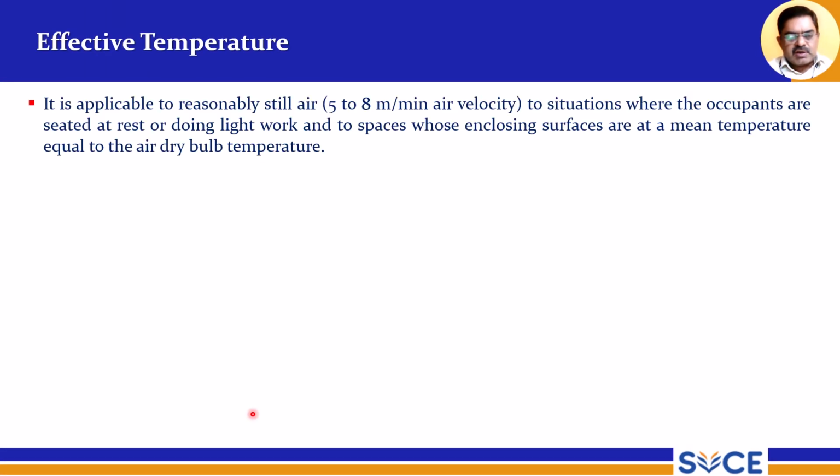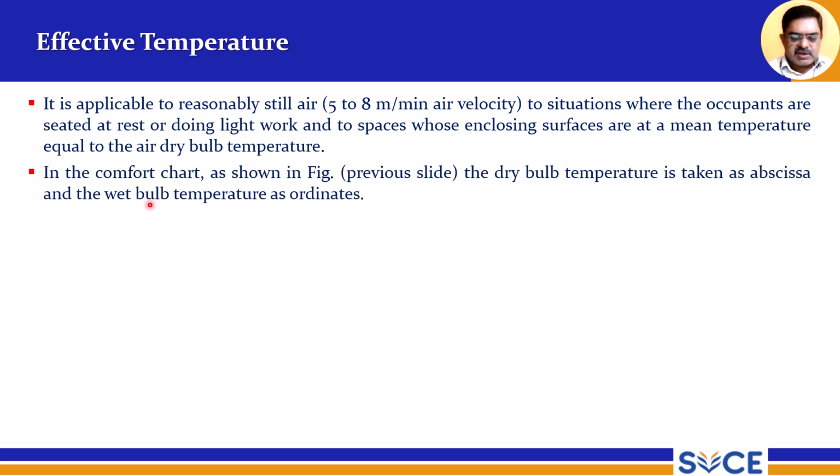Now, it is applicable to reasonably still air, that is 5 to 8 meters per minute air velocity, to situations where the occupants are seated at rest or doing light work, and to spaces whose enclosing surfaces are at a mean temperature equal to the air dry bulb temperature.